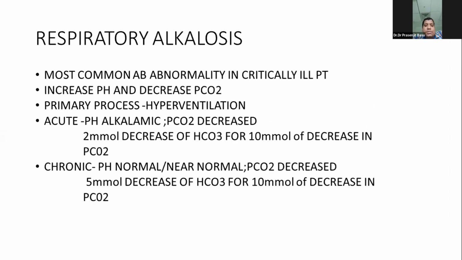Respiratory alkalosis is the most common abnormality in critically ill patients. Increase in pH and decrease in PCO2 is the primary change. The primary process is hyperventilation. In the acute case, pH is alkalemic and PCO2 decreased, with a 2 mmol decrease of bicarbonate for every 10 mmHg decrease in PCO2. In the chronic case, pH is normal or near normal, PCO2 decreased, with a 5 mmol decrease of bicarbonate for every 10 mmHg decrease in PCO2.